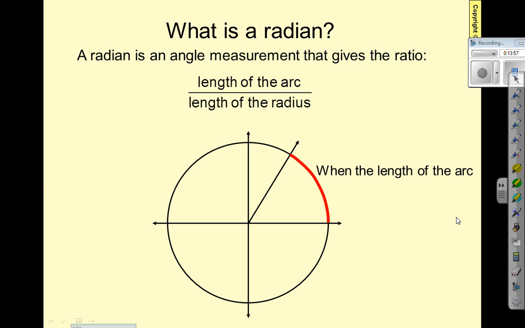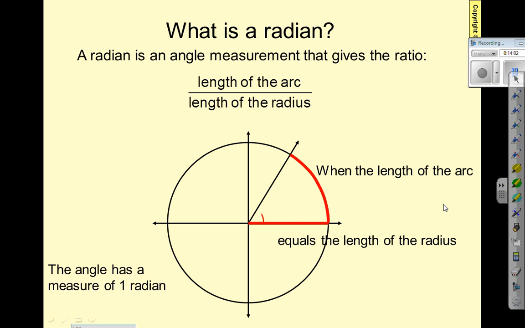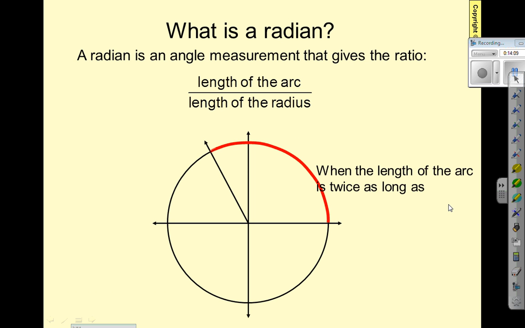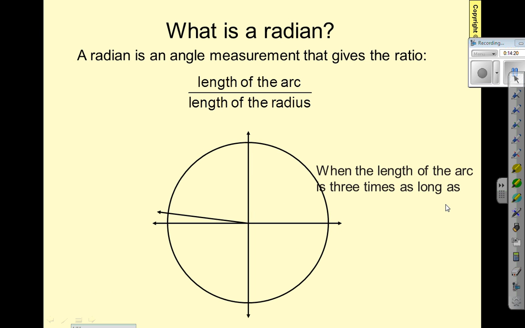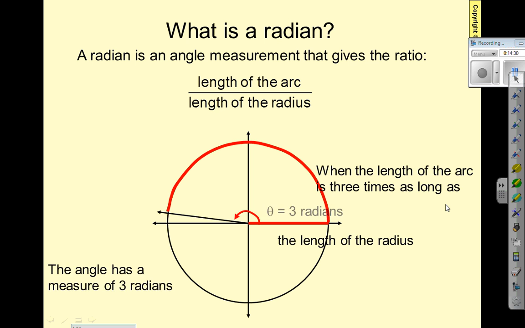We want the length of the arc to equal the length of the radius. And when those two things happen, how much is the angle? 1 radian. And if we are in a moment like that, then how much is the angle? 2 radians. So it's just a matter of counting how many radii you have going around the circle. What do you think is the measure of that angle? 3 radians. Fair enough.